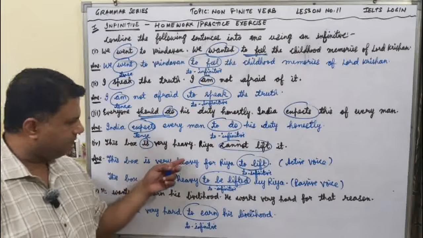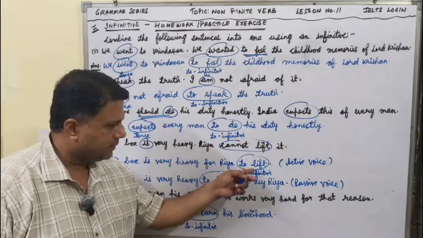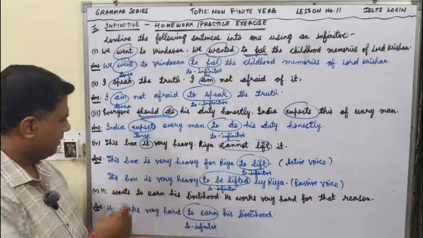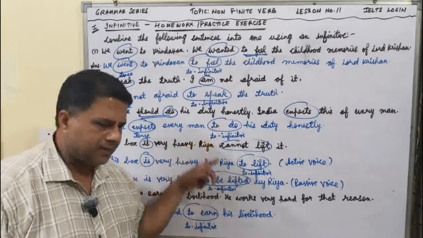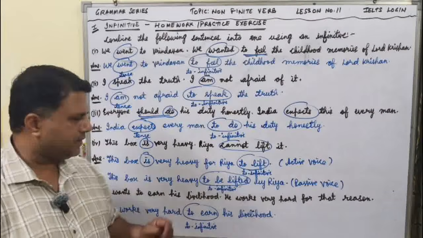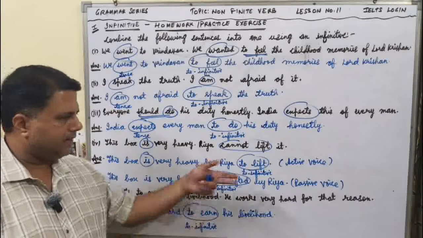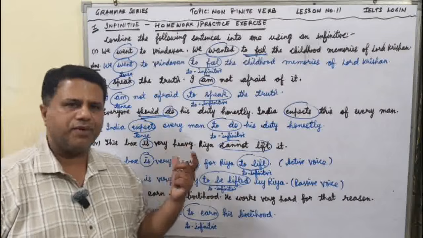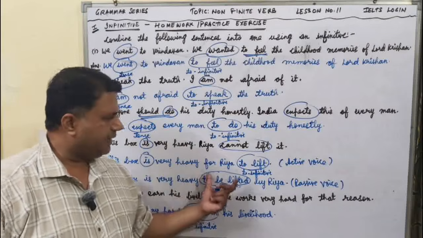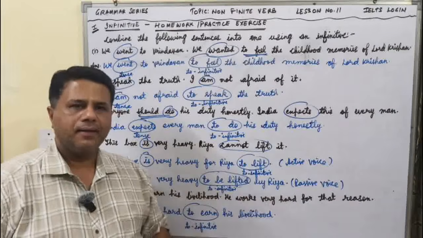This box is very heavy for Ria to lift. This is to infinitive. Is tense element. One tense element is there. Here Ria is the subject in the beginning. That's why it is active sentence. If you take Ria at the end, it will be passive, and the structure will also be passive. This box is very heavy to be lifted by Ria.